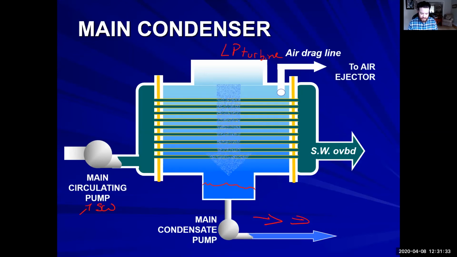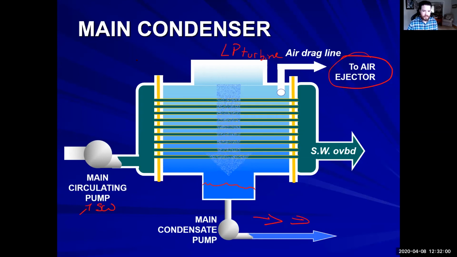Why have an air ejector? What's the point of it? Isn't it to put pressure back into the system? So remember, it's doing the opposite. What we're trying to do is draw out any of the non-condensable gases. We're trying to create a vacuum. And that's what this is doing. The air ejectors are creating a vacuum.